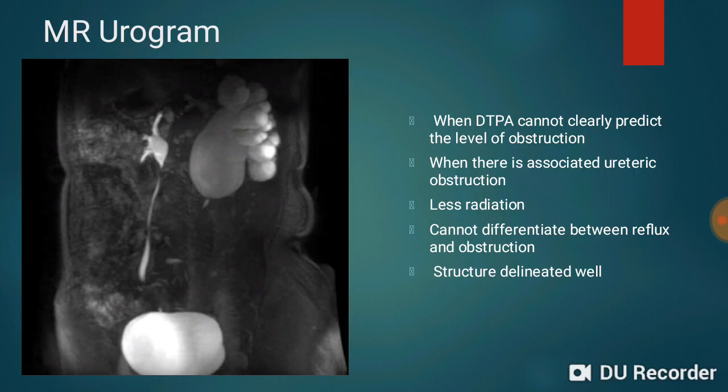Now, other investigations in our armamentarium include MR urogram. MR urogram is helpful when the DTPA scan cannot clearly predict the level of obstruction. We are not sure whether the obstruction is at the pelviureteric junction or not, and we are also seeing some amount of ureters. MR urogram is excellent in delineating the anatomy of the ureters. It is one of the best investigations to delineate the anatomy of the ureter. But the problem is it cannot differentiate whether the dilatation of the ureter is due to reflux of urine from the bladder or due to an obstruction. Anyway, there is less radiation and the structure is delineated well in MR urogram.